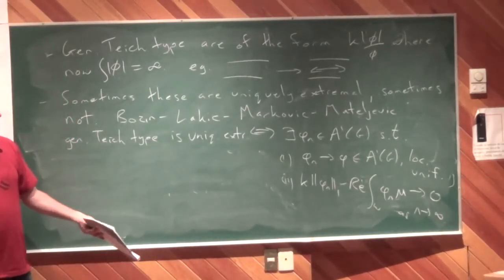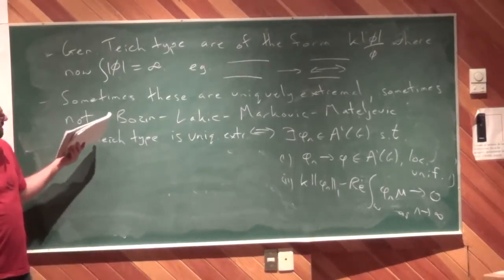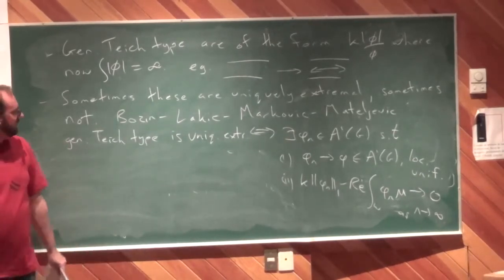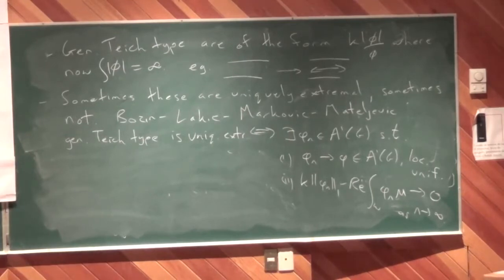But there are examples, which I don't think are particularly nice, where you have a generalized Teichmüller type mapping and it's not uniquely extremal.